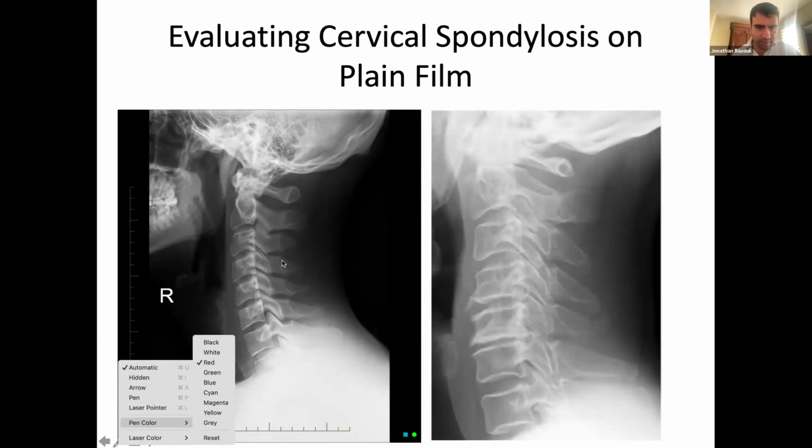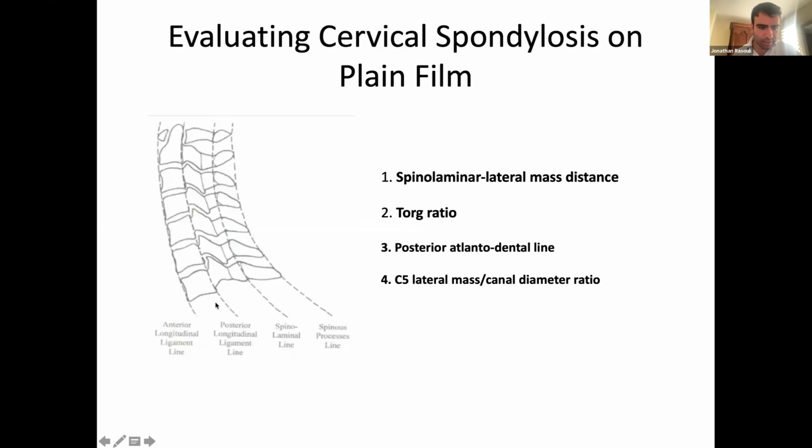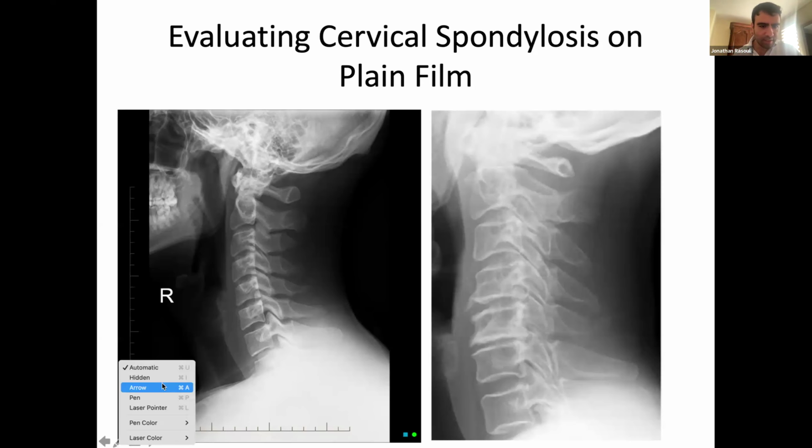You're looking at this. Wait, hold on. This is important because I like to ask my residents this too. Yeah, here we go. You're looking at this distance right here. Okay. So look at that and then look at this. You see that? You see that? The spinal laminar lateral mass distance line.